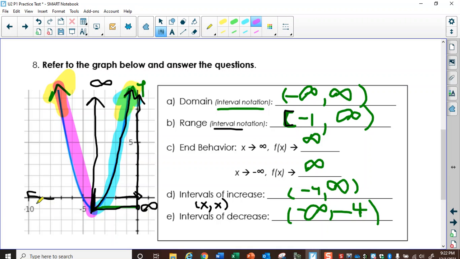And so the x values where it's decreasing here would be from -infinity, and then it stops, right? The turnaround right here is at the -4. So -infinity to -4, that's where it is decreasing.